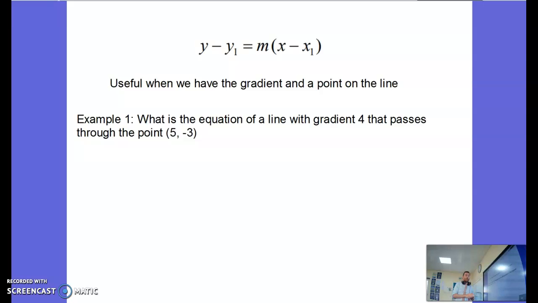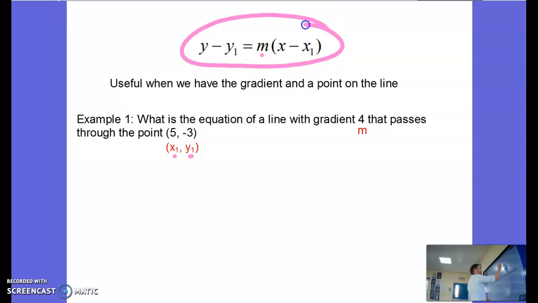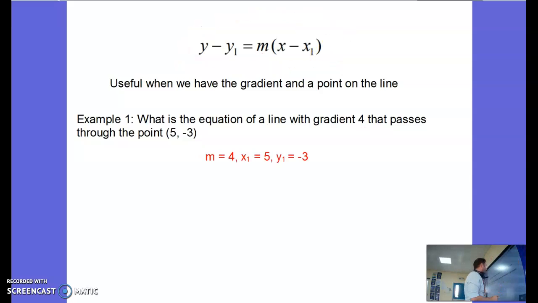What's the equation of a line with a gradient of 4 that passes through the point (5, -3)? Well, m is 4, so we substitute the number 4 in for m, and we've got an x1 of 5 and a y1 of negative 3. So let's substitute those values into this formula. Be very careful here because we're substituting in a negative. So y minus minus 3 equals 4 brackets x minus 5.